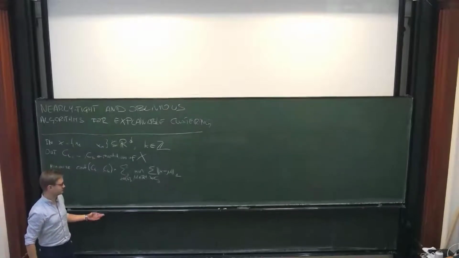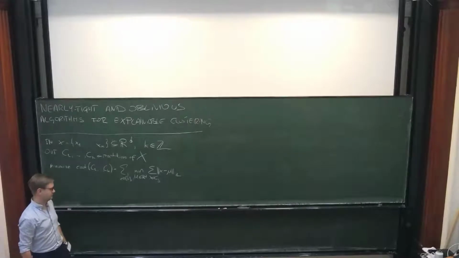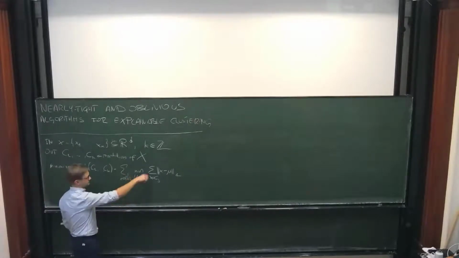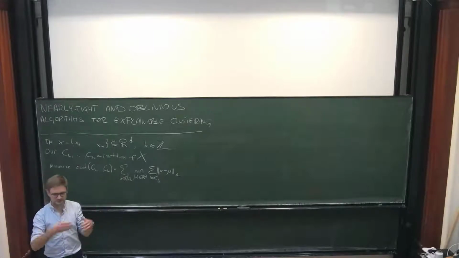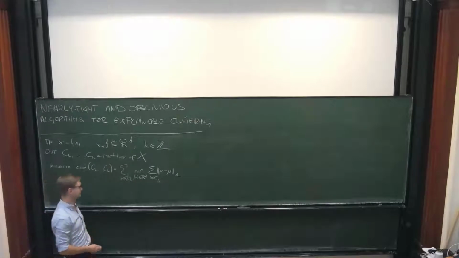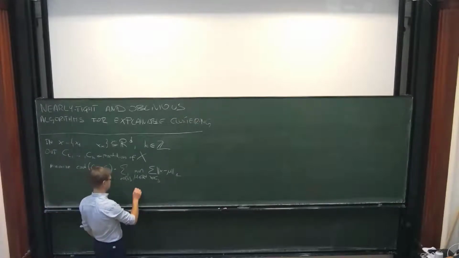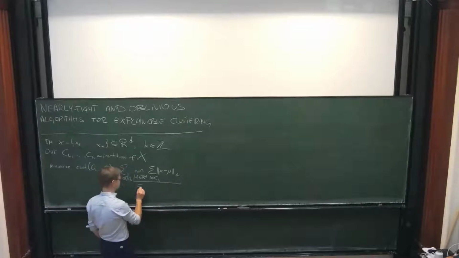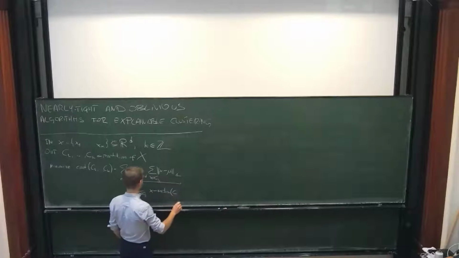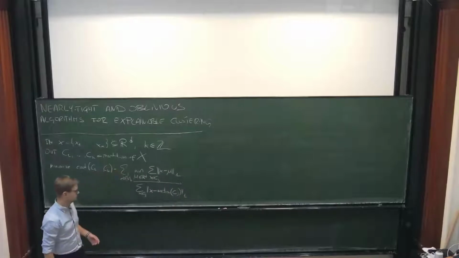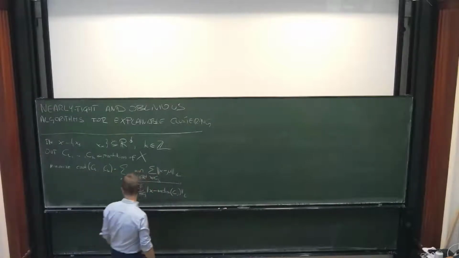Here you can put any distance, but if it's an L1 norm, then this minimum turns out to be the median of the cluster, which means in each dimension separately you take the median. So you can rewrite it as just the sum over points of the distance from x to the median of the cluster. And for that reason, this is often called k-medians.